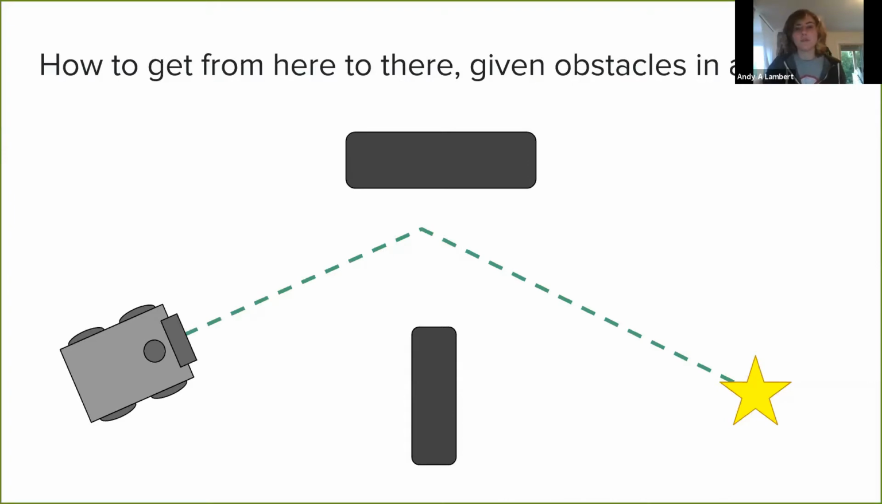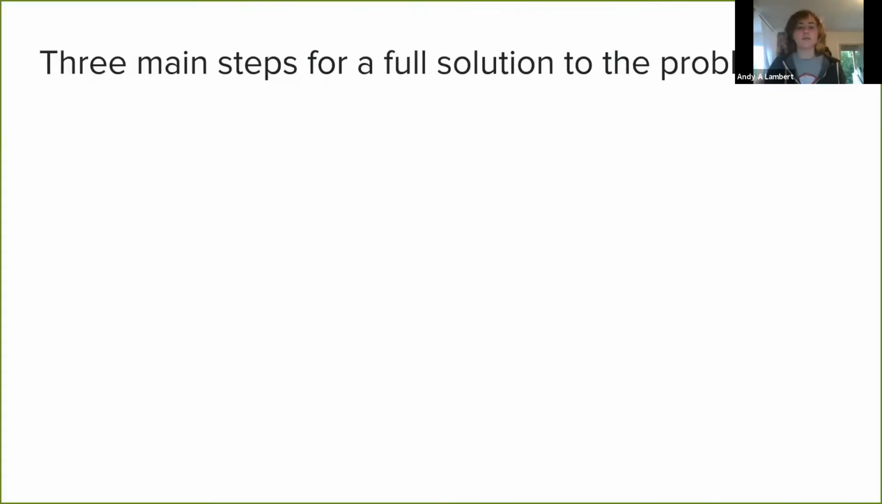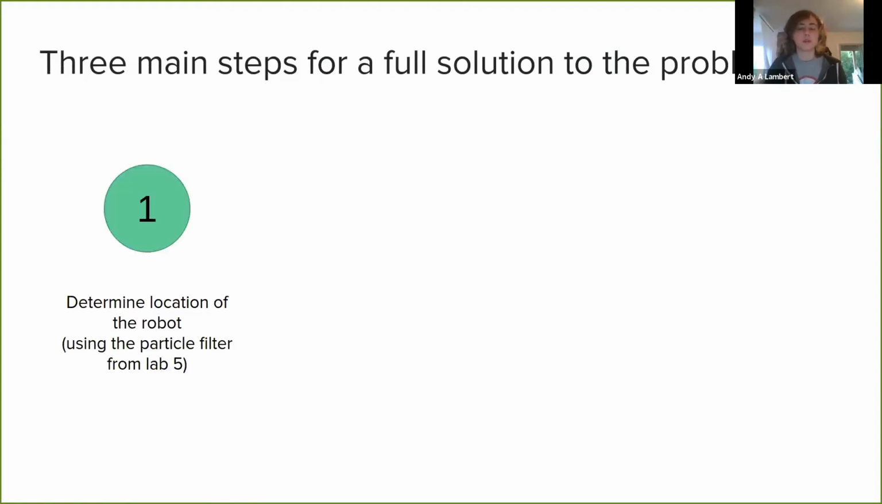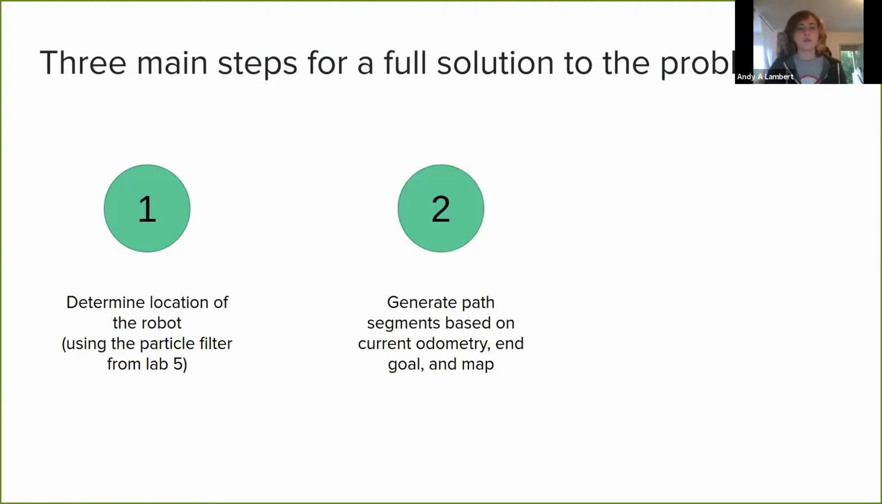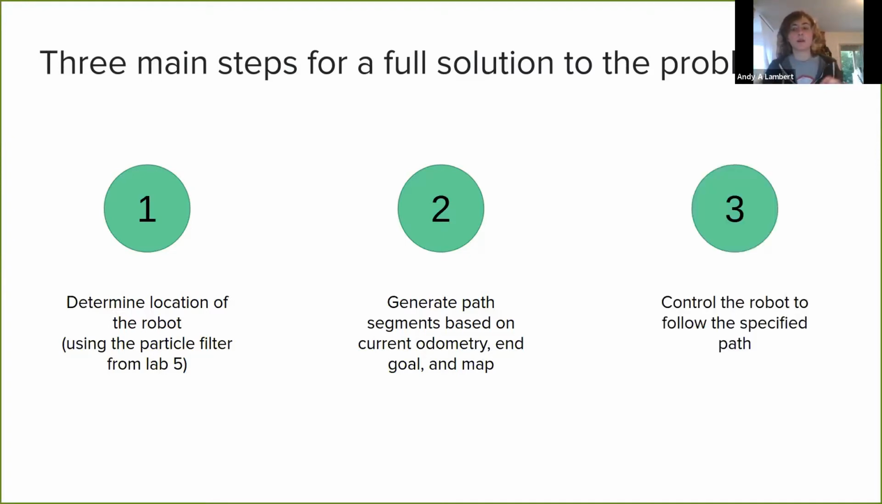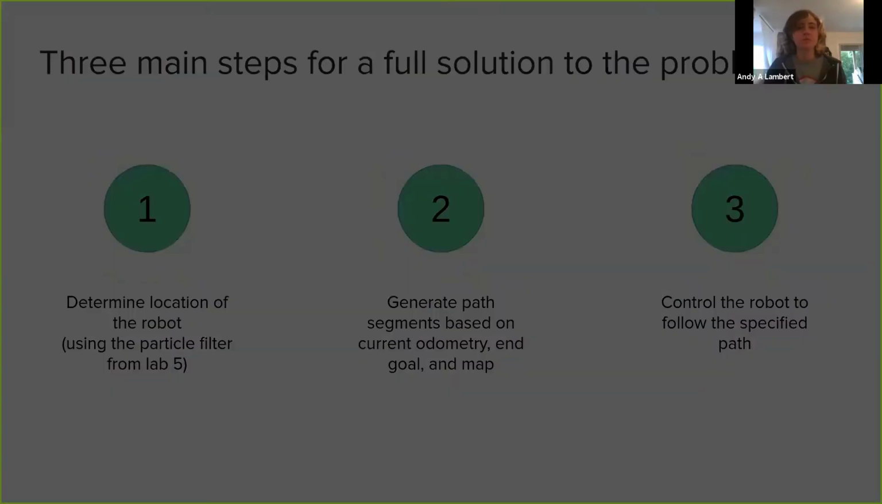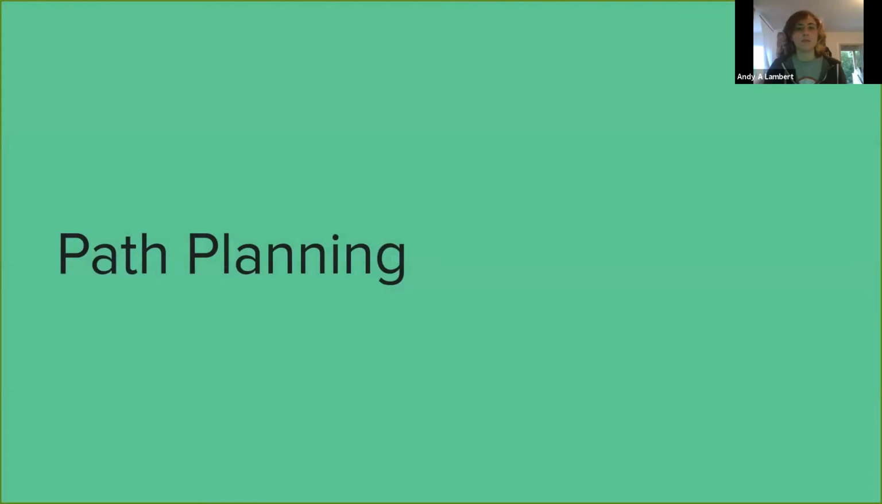So there were a few different steps that we needed in order to fully solve this problem. The first step was to localize the robot's current position, and this was what we did with our particle filter in Lab 5. The second part was, given the robot's current position and a goal position, to generate a path that would avoid the obstacles in its way. And then the third part is to actually control the robot to follow that specified path. So Gongi will first talk about how we implemented the path planner.